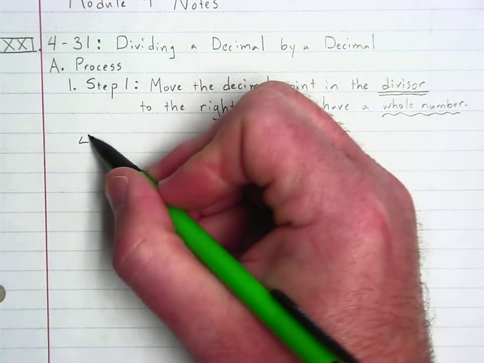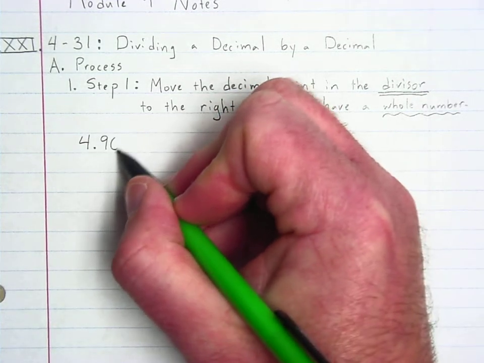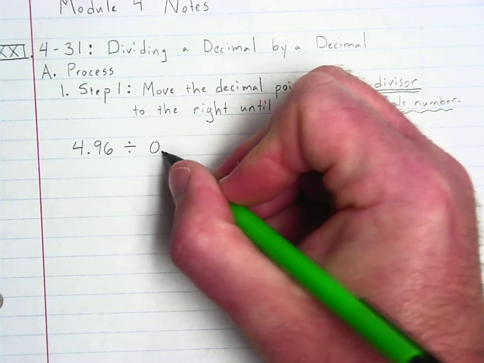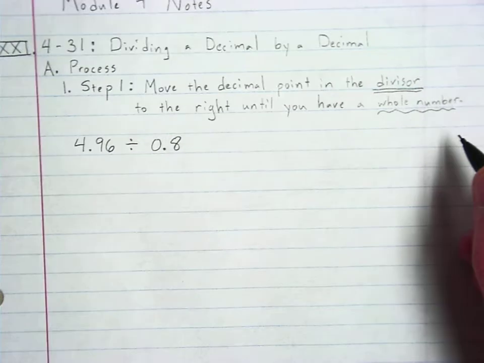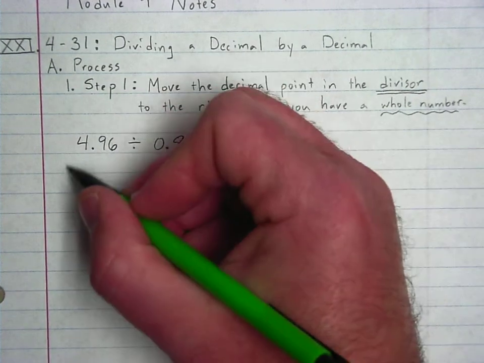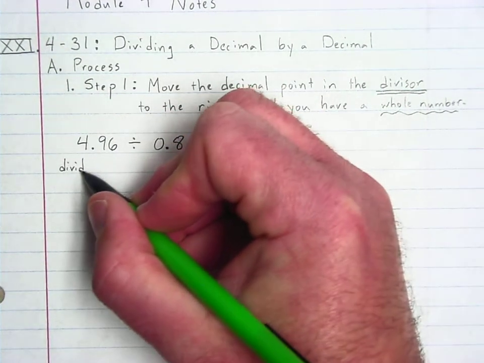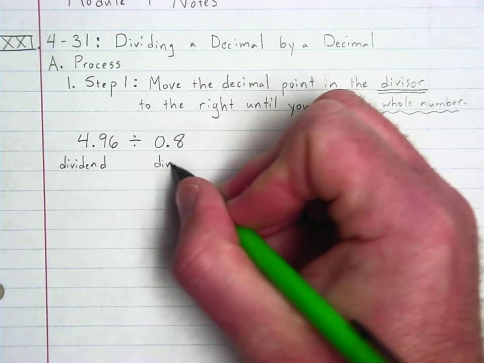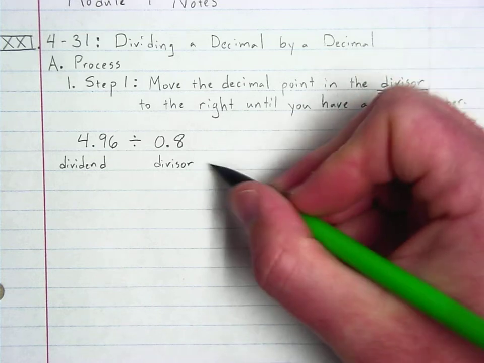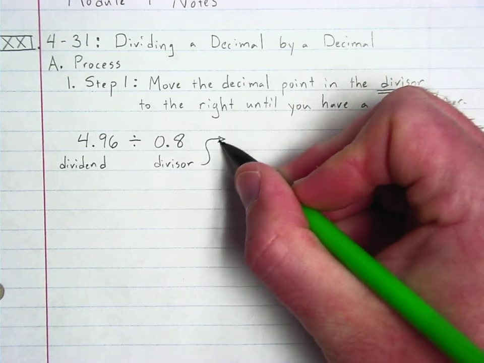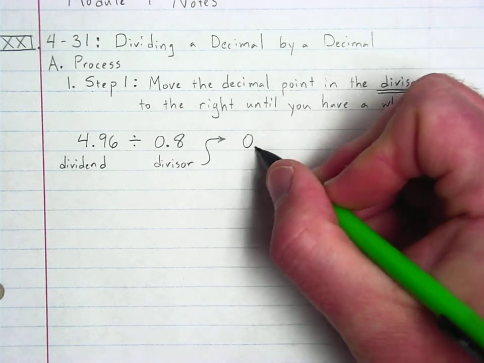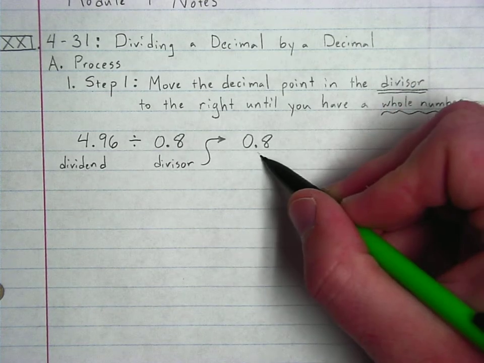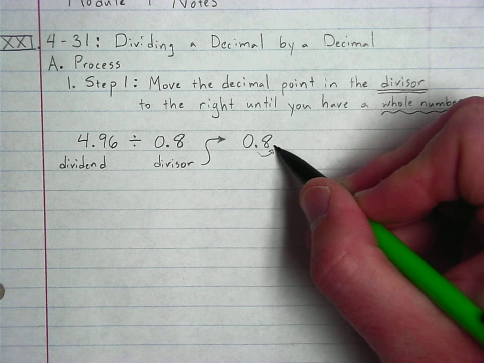If I give you 4 and 96 hundredths divided by 8 tenths. Now this, your first number, is your dividend. Your second number is your divisor. So that is going to be our key. We're going to take the divisor, that's 0.8, 8 tenths, and we are going to hop the decimal point over until we get a whole number.